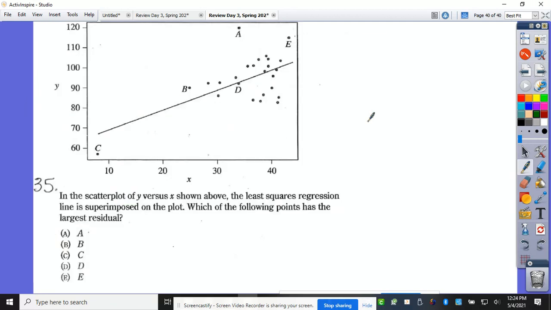And last problem that unfortunately still not everyone got right. In the scatter plot shown above, the least squares regression line, which one has the largest residual? Now, if I say which point is the farthest away from the rest, the answer would be C. Is residual concerned with the farthest from the rest? It's only concerned with the farthest from the what? So you're measuring this distance directly vertically. So our answer is A.